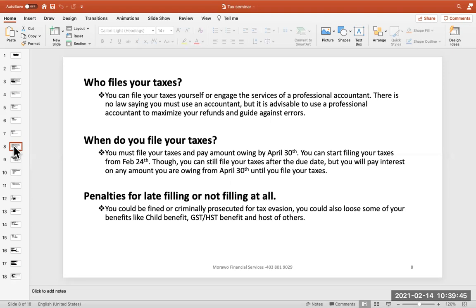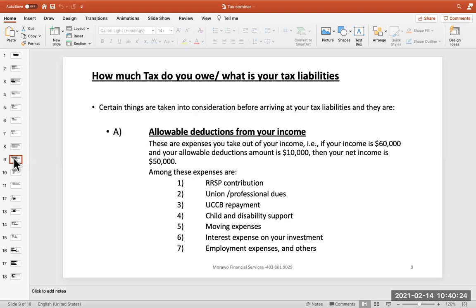Though you can still file your taxes after the due date, you will pay interest on any amount you are owing from April 30th until you file your taxes. That's the law. Now, there are penalties for not filing at all or for late filing. So you could be fined or criminally prosecuted for tax evasion. You could also lose some of your benefits, like child tax benefit, GST, HST benefit, and a host of others if you fail to file your taxes.